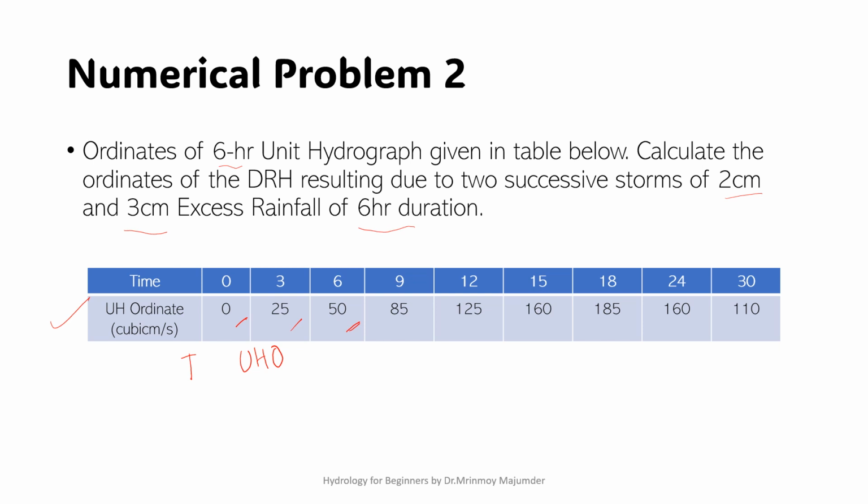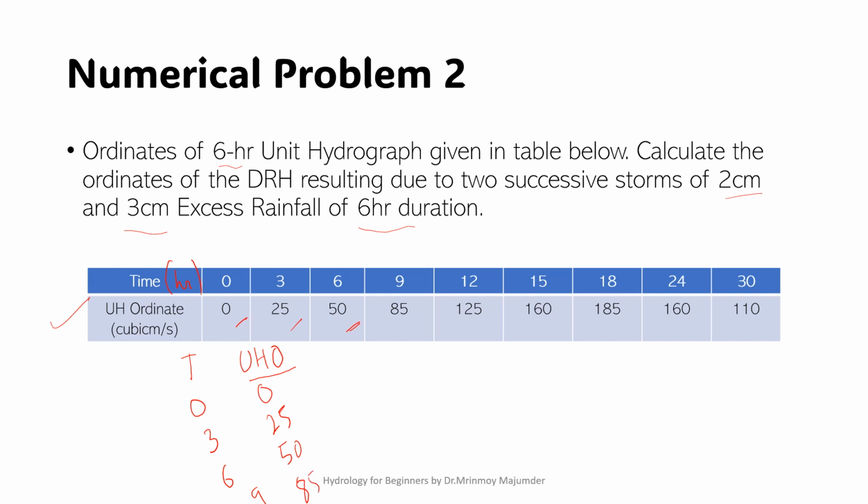And this time is how much? 0, 3, 6. Okay, let me do another one, 9. This time is in hours. Note that. And the unit hydrograph given is 0, 25, 50, 85.